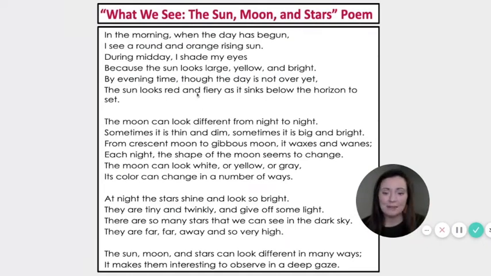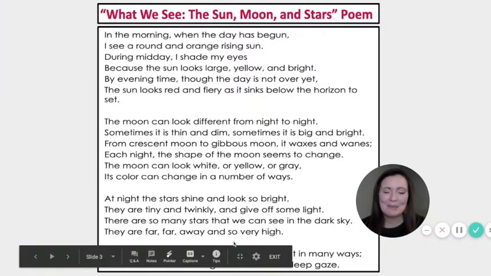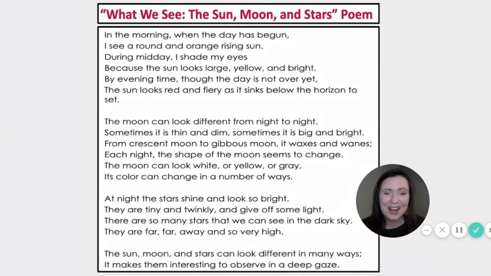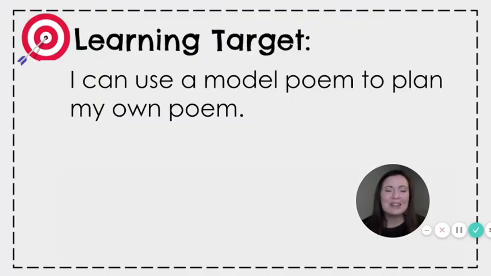Verse 1, then there's a break. Verse 2, and a break. Verse 3, and a break. And verse 4 at the very bottom. Good job. Now, during our last lesson, we also started to talk about how we can use a model poem to help us make our own. And we're going to continue that learning target today.